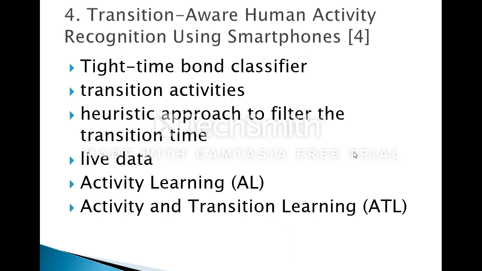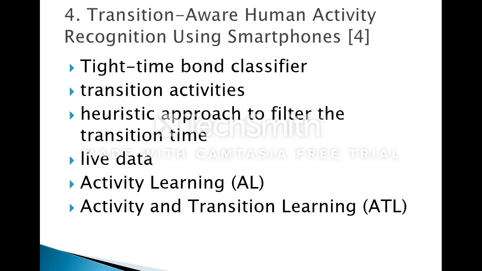So heuristic is a technique designed for solving a problem more quickly when classic methods are too slow. They use activity learning and activity and transition learning. Activity learning is the implementation only considered when basic activities are in the learning algorithm PR SVM. Transitions, on the other hand, are not learned.